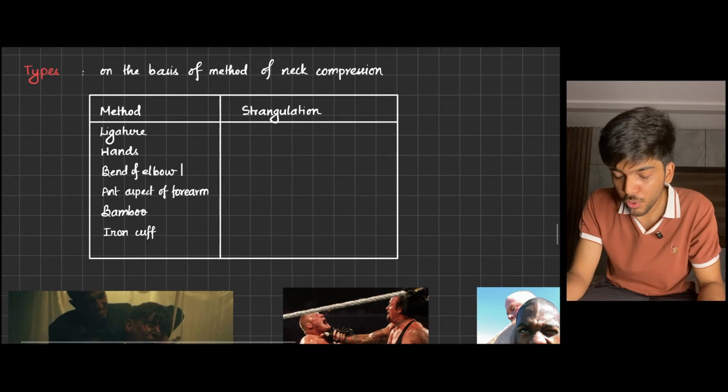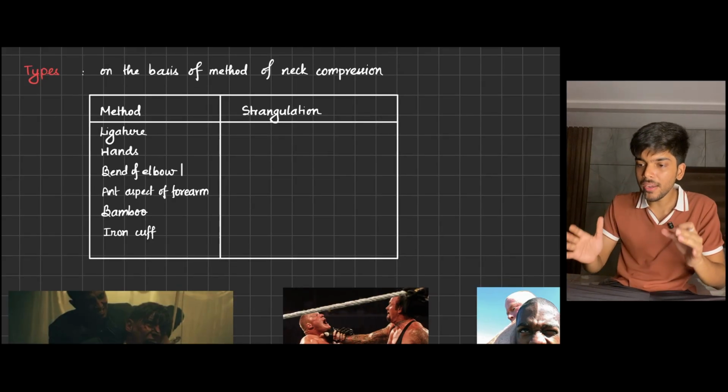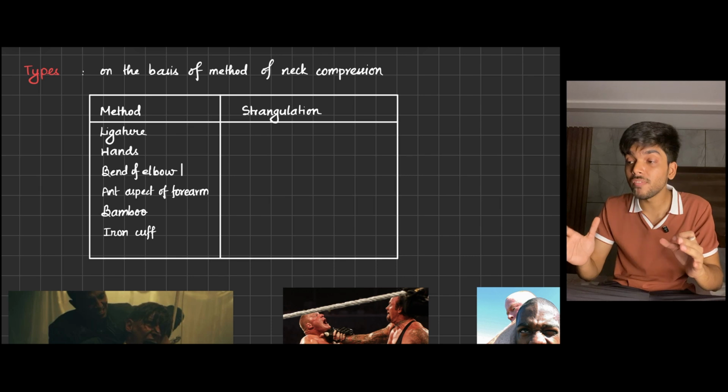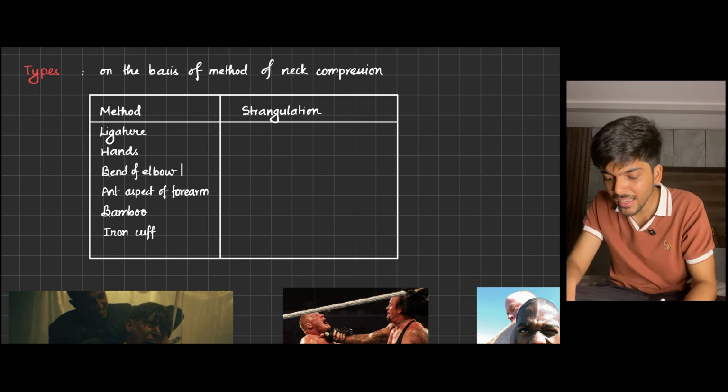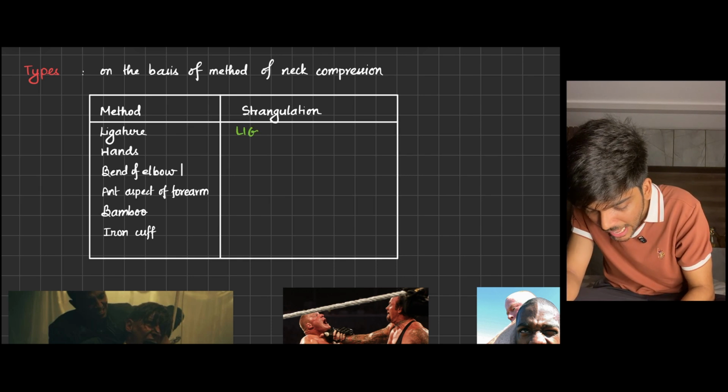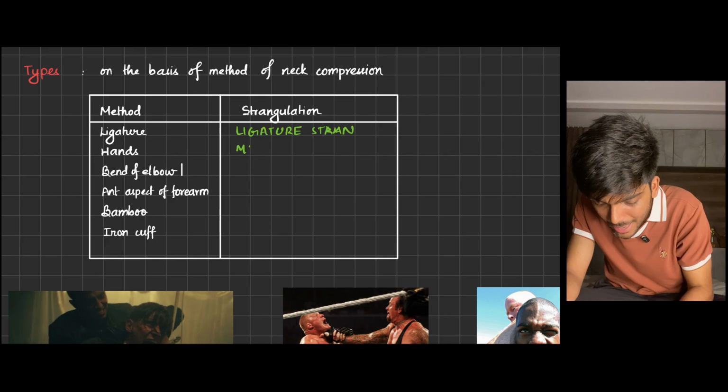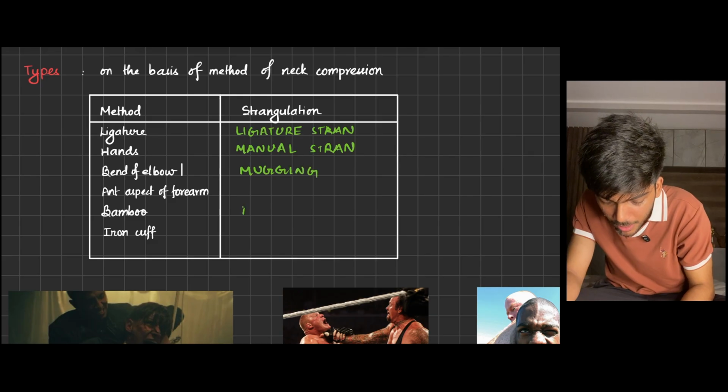Okay, now the more fun part. Okay, so you have various types of strangulation depending on the various methods of neck compression. If a ligature is used, we call that ligature strangulation. If hand is used, we call that manual strangulation, also referred to as throttling. If bend of elbow or the anterior aspect of forearm is used, we call that mugging. If bamboo sticks are used, we call that bansdola. If iron cuff is used, we call that garroting.